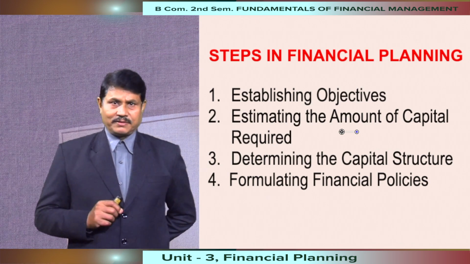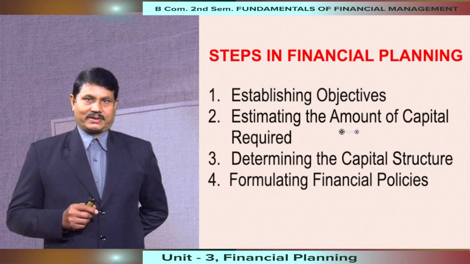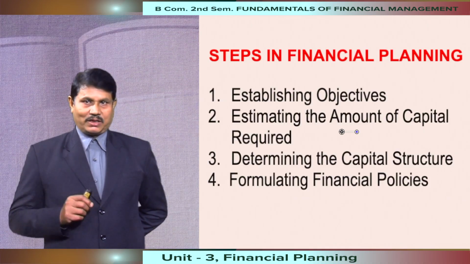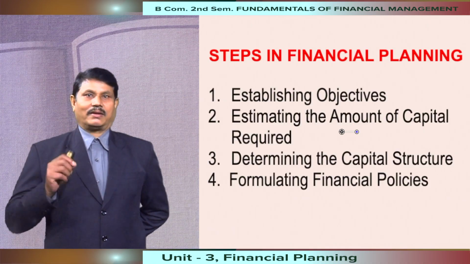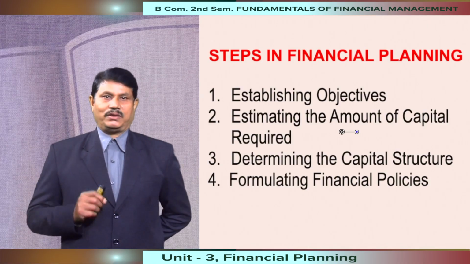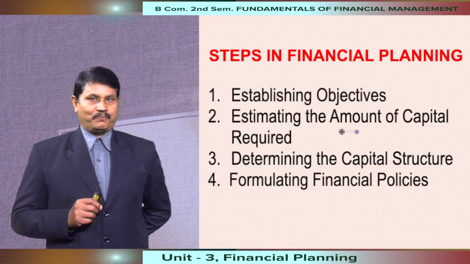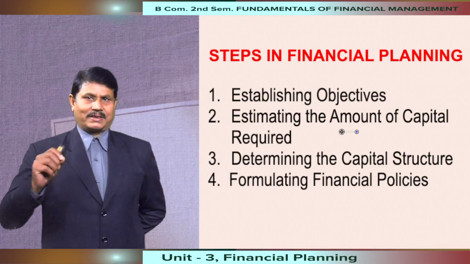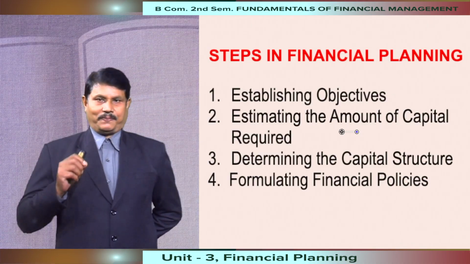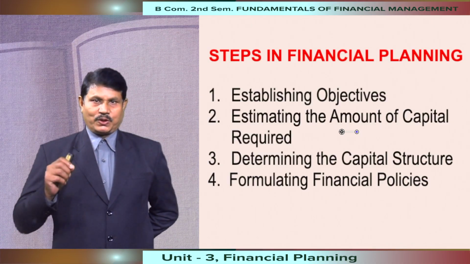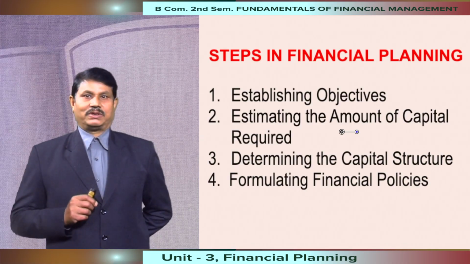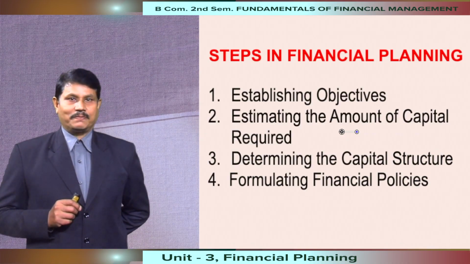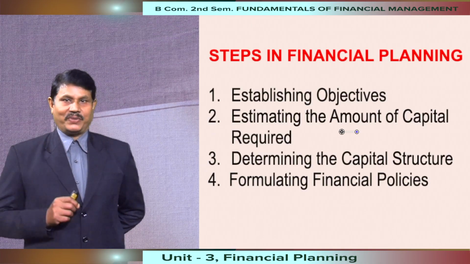The fourth one is determining the capital structure. The financial planners should determine the types of securities to be issued and the relative proportion of each type of security. It refers to the proportion of different kinds of securities raised by the firms as long-term finance.